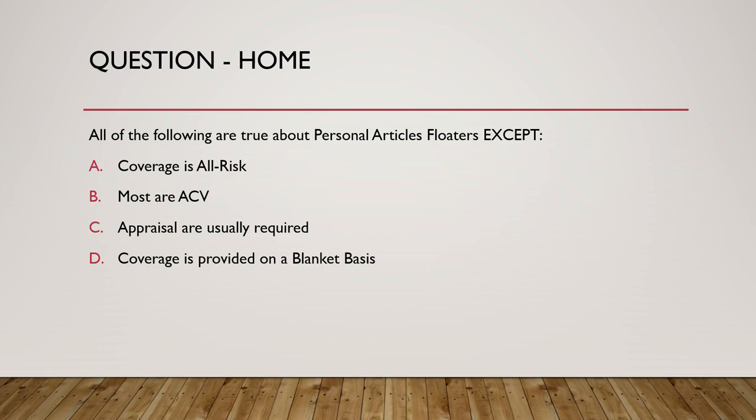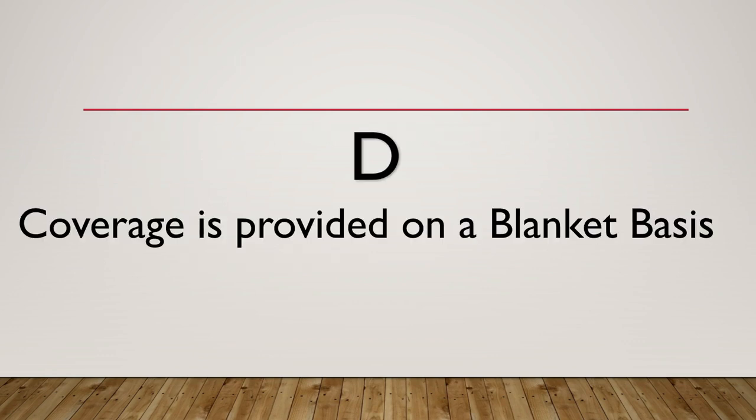All right, so I'm going to give you the answer in 5, 4, 3, 2. The answer is D. The part that is incorrect is that coverage is provided on a blanket basis. Coverage is not provided on a blanket basis with a personal articles floater. A blanket coverage is when you can insure a bunch of the same items with the same exact coverage. With a personal articles floater, coverage has to be scheduled or listed per item, and there is usually an appraisal requirement.